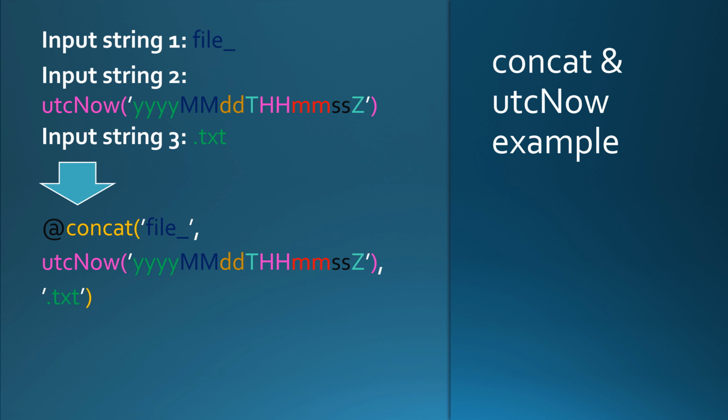have .txt. And now when this function will actually resolve, it will first resolve the UTCNow in the middle, which will be resolving to that timestamp that we have defined. And then it will combine these strings together, so our output is going to be file underscore timestamp.txt.